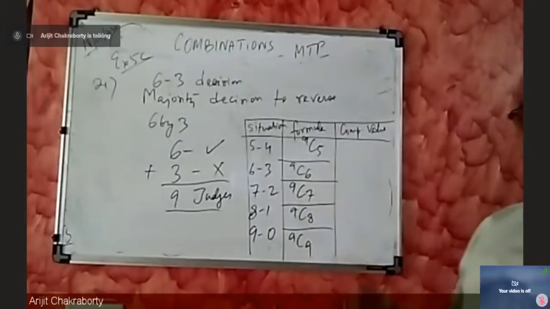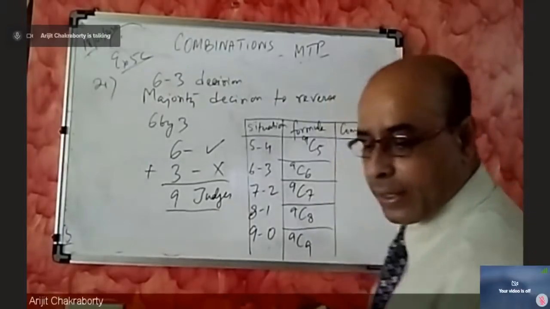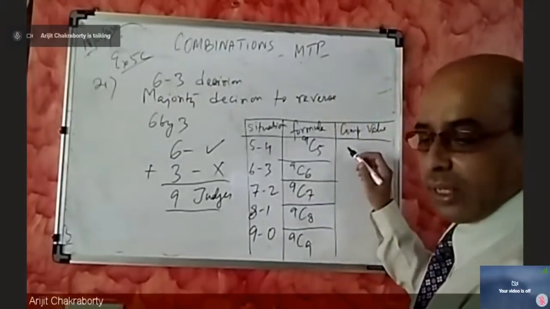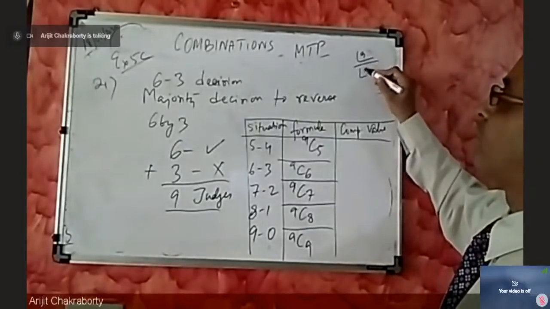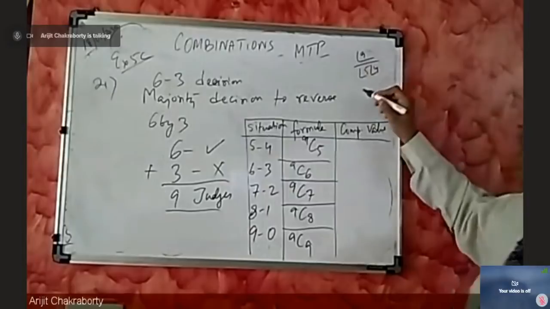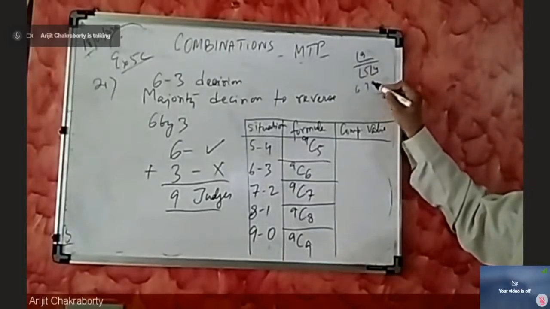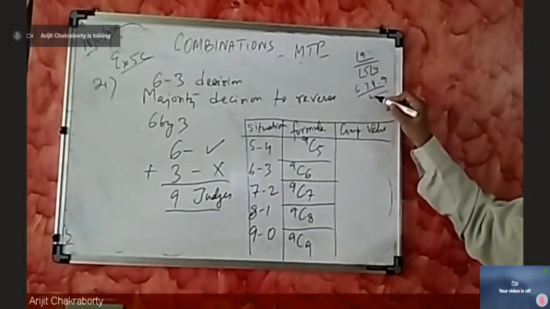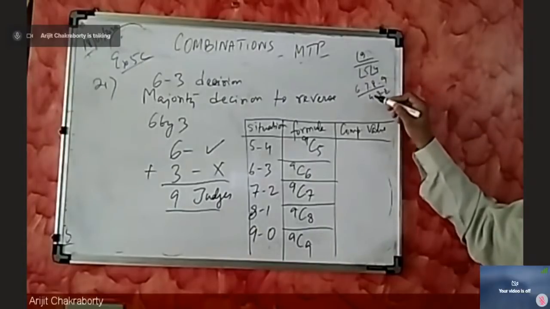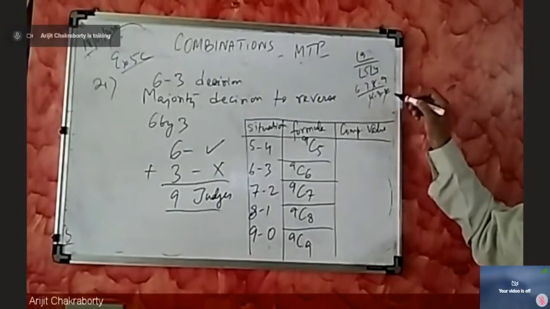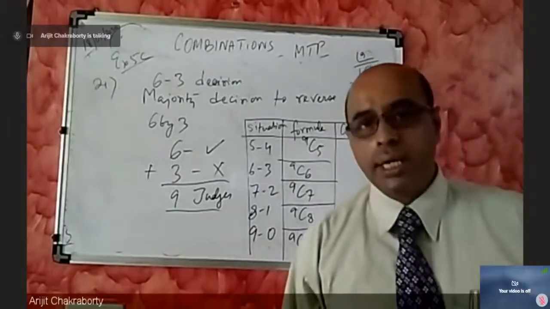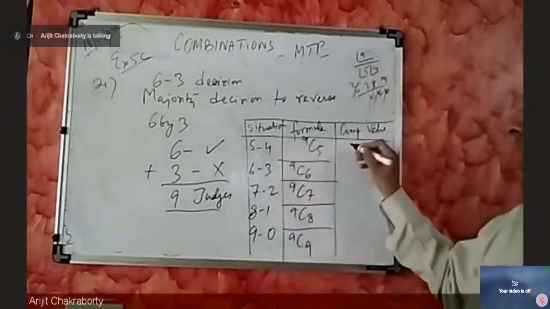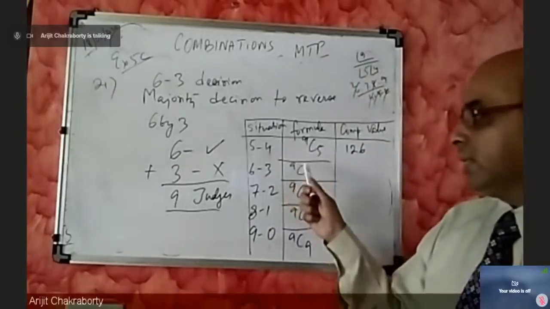If you compute the values here, you get 9C5. 9C5 will work out to 9 factorial by 5 factorial and 4 factorial. So this is 6 into 7 into 8 into 9 by 4 into 3 into 2. So you have 4, 3, 2. So 14 and 9, 126. So this becomes 9C5 is 126.